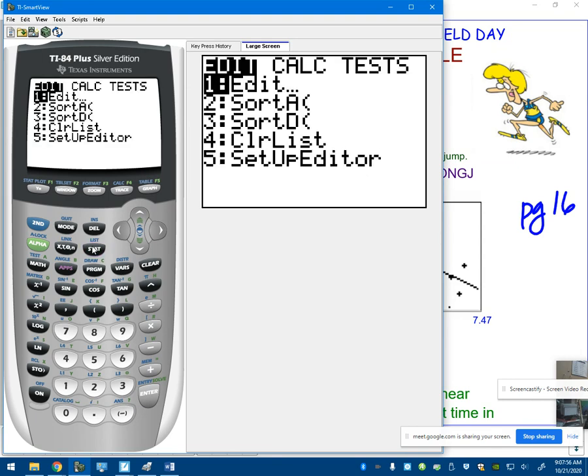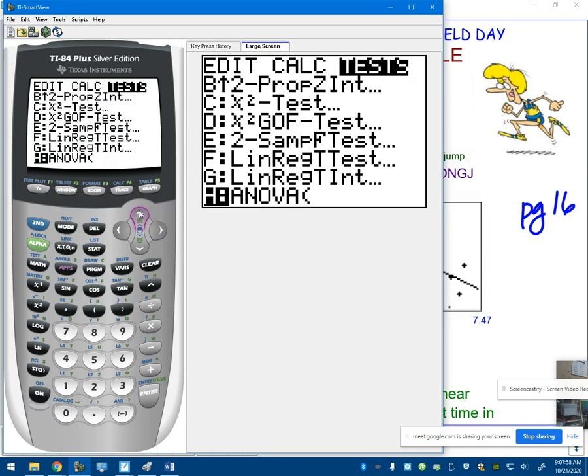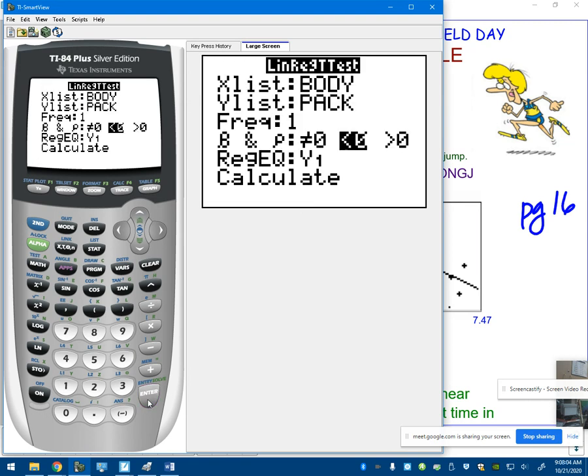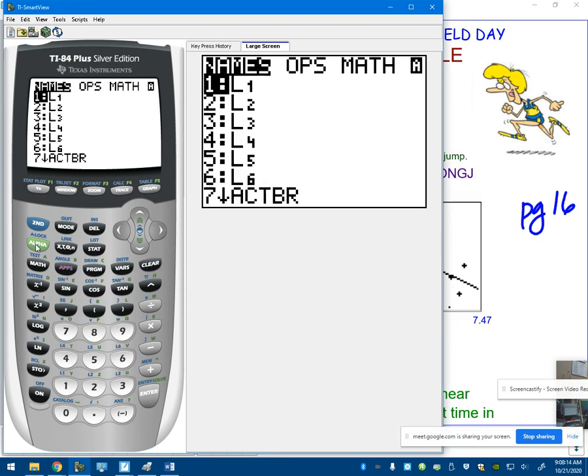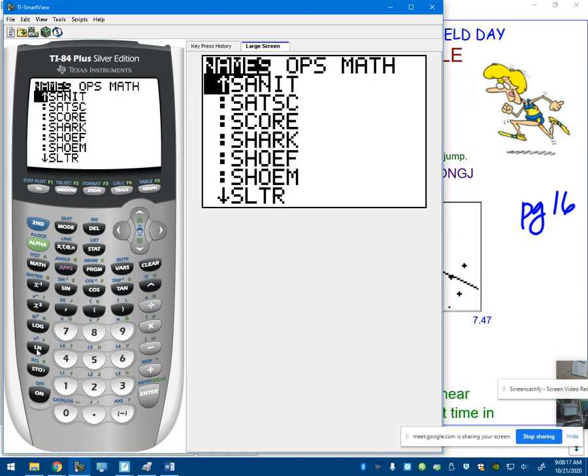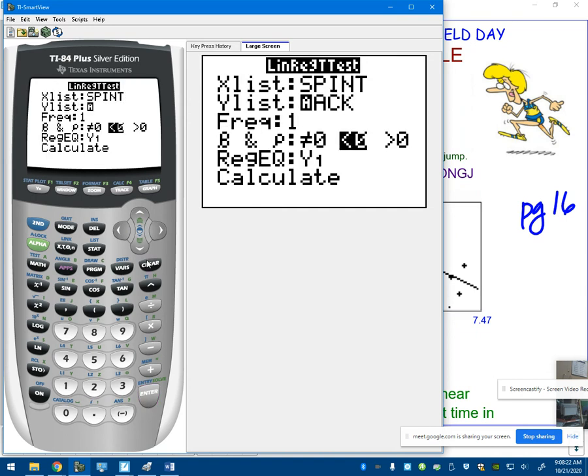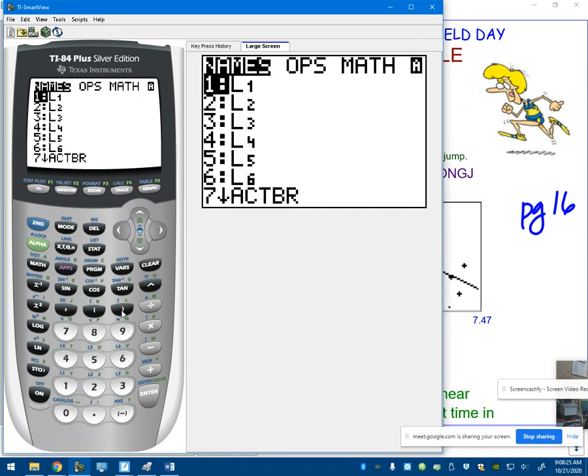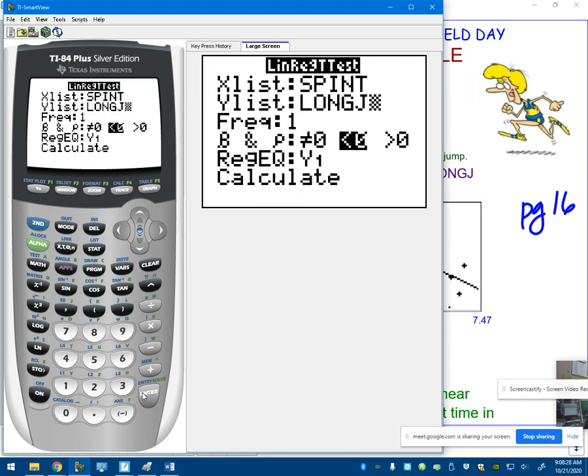Stat, tests, up arrow to LinRegTTest. Notice everything's set up for you except for the wrong data list, right? So stat, test, up arrow to LinRegTTest. Take out body, put in sprint again. Take out pack, put in long J. Y1 should still be there. That's the nice thing about this one. Hit calculate.